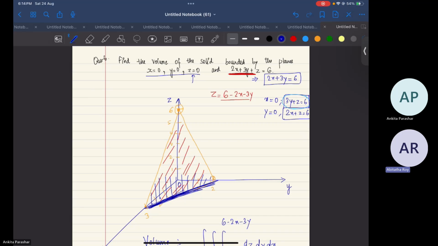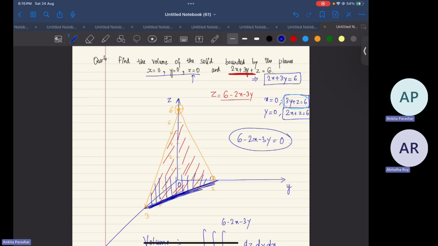X will go from 3 to 0. There is one thing I just want to say. When you project your graph to the xy plane, what do we get? We get 6 minus 2x minus 3y equal to 0. So it is being bounded by this thing and the limits whatever are given to you.